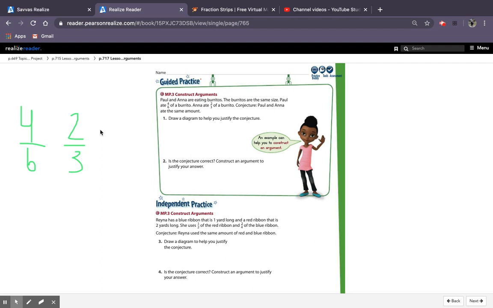Now, if you did draw number lines, your argument could go along the lines of, well, 4/6 and 2/3 are at the same spot, or they are the same place on a number line, or they match up on number lines.